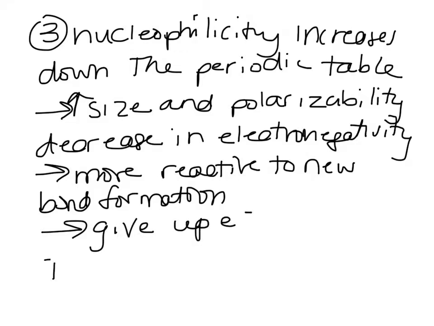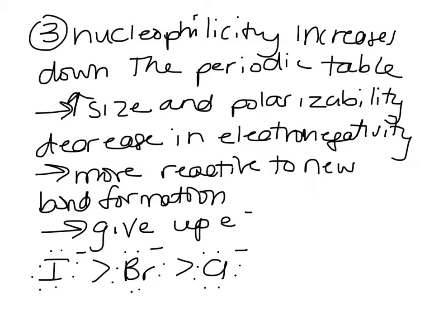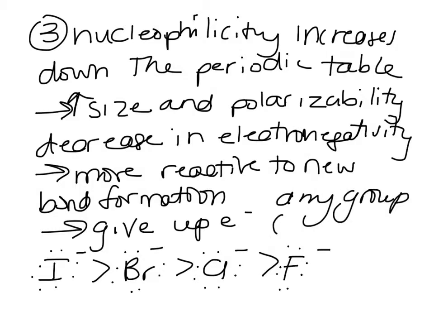So if we look at the halogens, I- is better than Br-, which is better than Cl-, which is better than fluorine. So this is for any group or column. So disregard what we talked about with regard to A- in class. Follow these three trends. The more reactive the nucleophile, the greater the rate of the reaction.